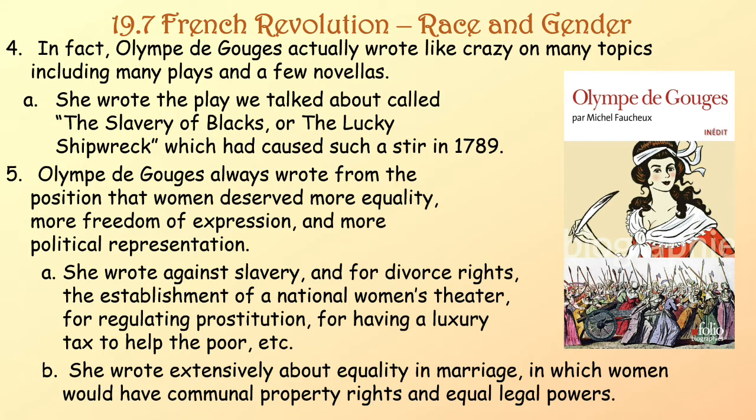Olympe de Gouges always wrote from the position that women deserved more equality, more freedom of expression, and more political representation. She wrote against slavery. She wrote for divorce rights. She wrote for the establishment of a national women's theater. She wrote for regulating prostitution and for having a luxury tax to help the poor, etc. She wrote extensively about equality in marriage, in which women would have communal property rights and equal legal powers.